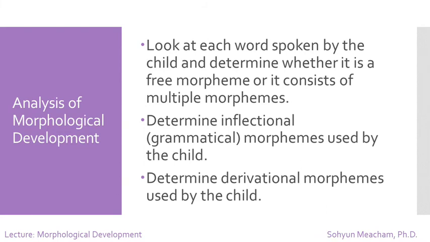Now we can use our knowledge in analyzing children's morphological development. First, look at each word spoken by the child and determine whether it is a free morpheme or it consists of multiple morphemes. Second, determine inflectional morphemes used by the child. Third, see if any derivational morphemes are used by the child.